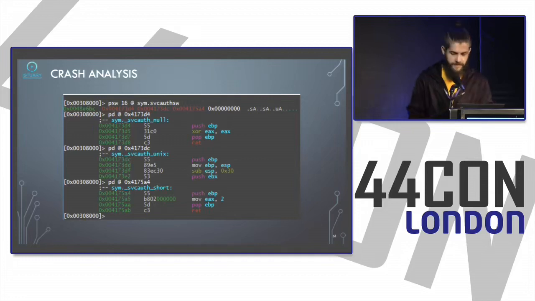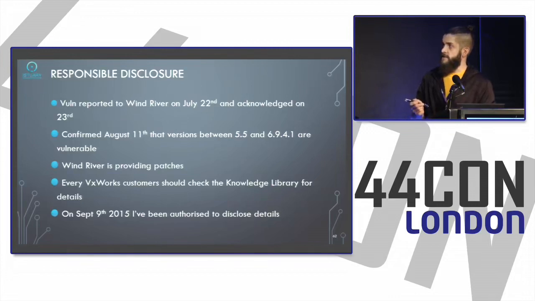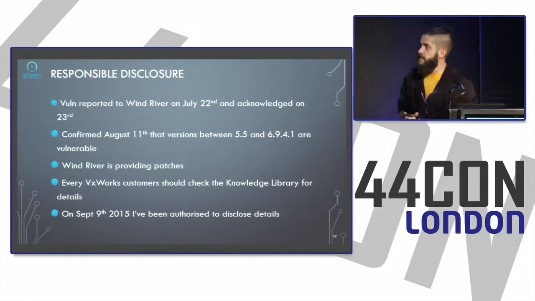Before I show you how we exploit it, I will tell you that we reported this vulnerability to Wind River on July 22nd, and they acknowledged it pretty quickly on the 23rd. They confirmed the vulnerability on the 11th of August. This vulnerability affects VxWorks versions between 5.5 and 6.9.4.1.